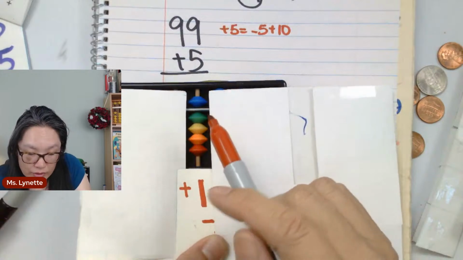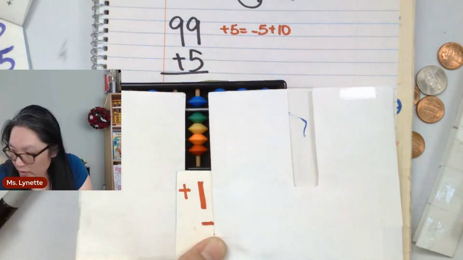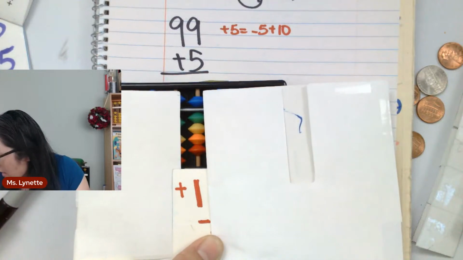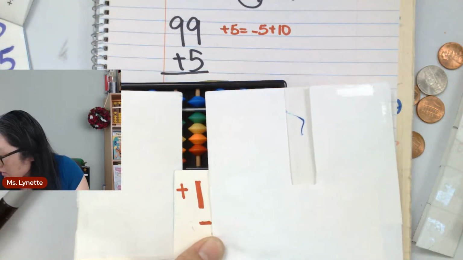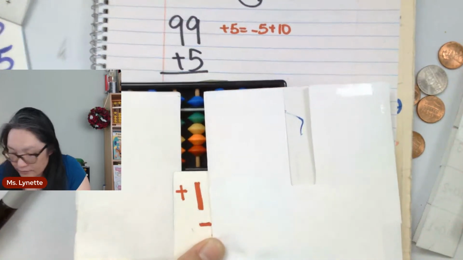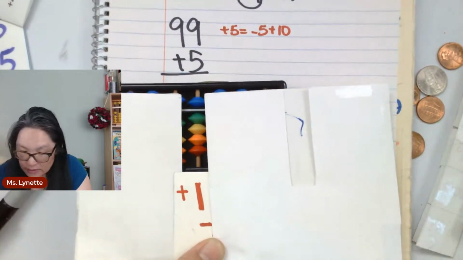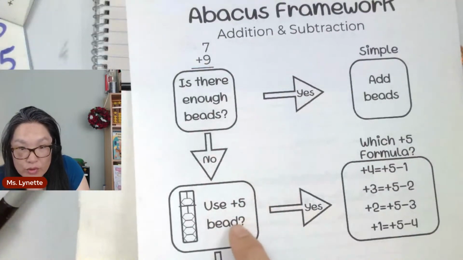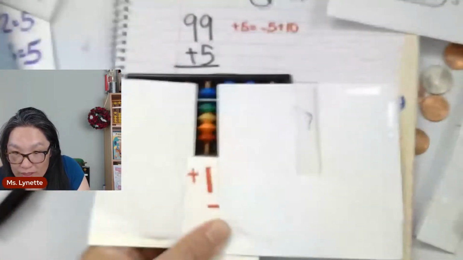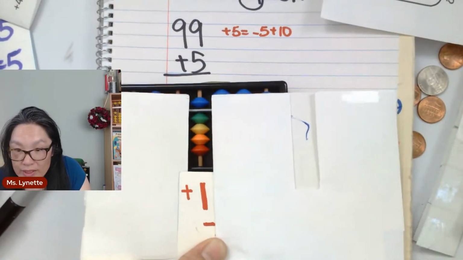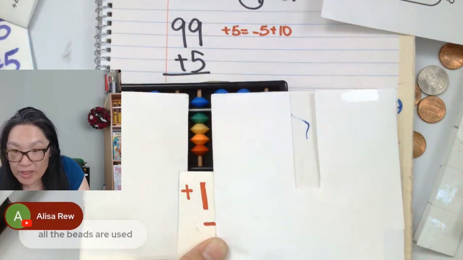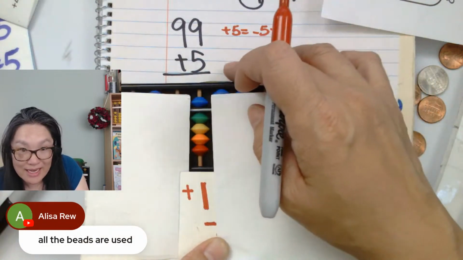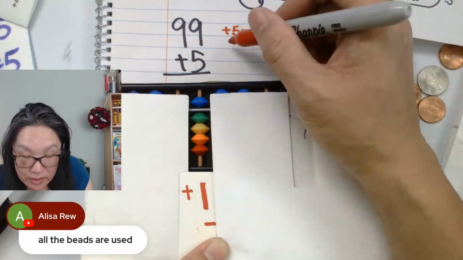So what we're doing is, no, we can't. Can we add the 5? No, we cannot add the 5 because we're utilizing it. Can you use the 5? Yes, all the beads are being used. So if all the beads are being used, what do we do? Well, what's another way to plus the 1?